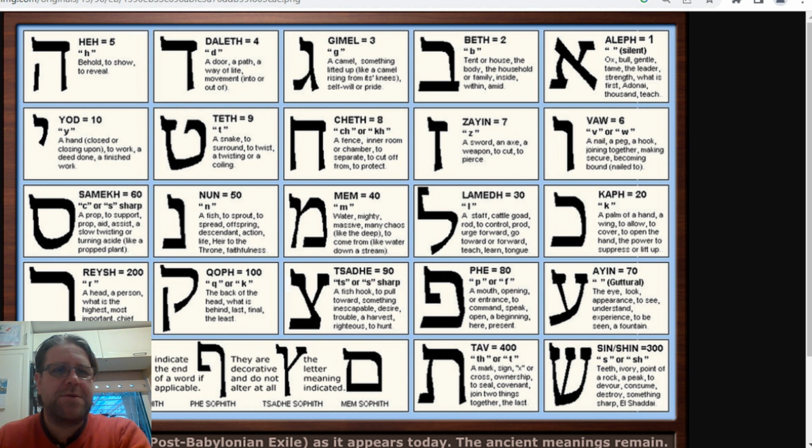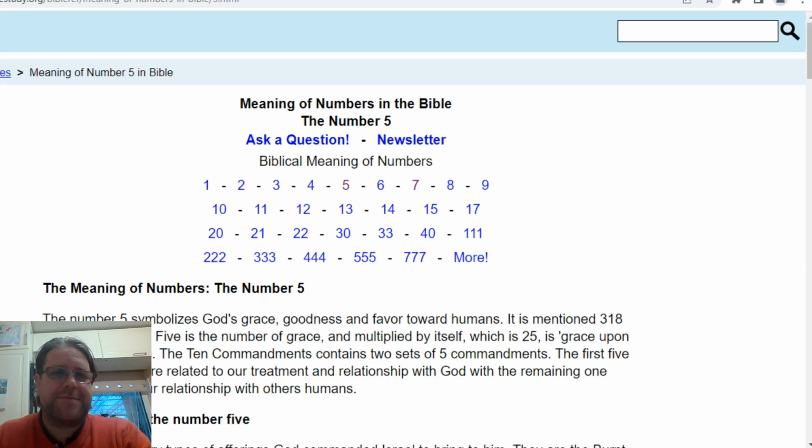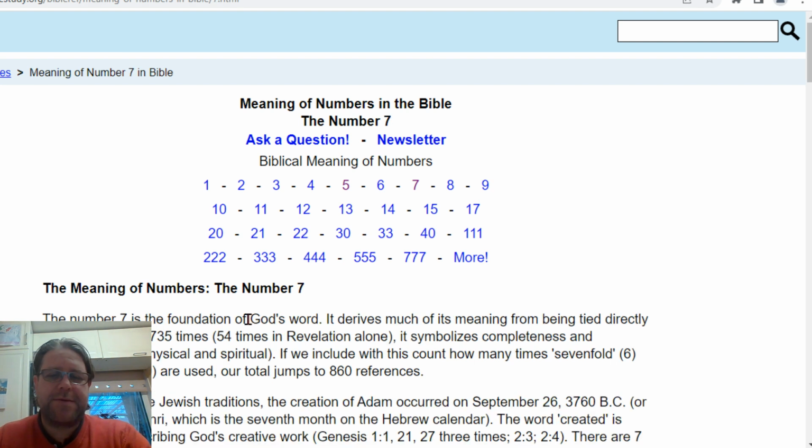Let's go to eben. So here are the occurrences. The occurrences of the word stone itself without any prefixes or suffixes is 57 occurrences. Nothing is a coincidence in God's word. Nothing is a coincidence. There's no such thing. Actually, there's no word for coincidence in the Hebrew scriptures. There's no word. Nothing is a coincidence. 57, 5 and 7. The meaning of 5 in scriptures is grace. The meaning of the number 7 in scriptures is completeness.